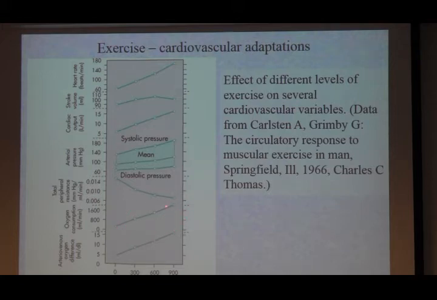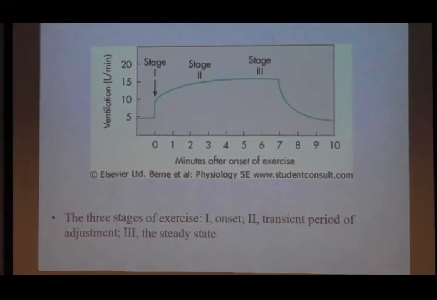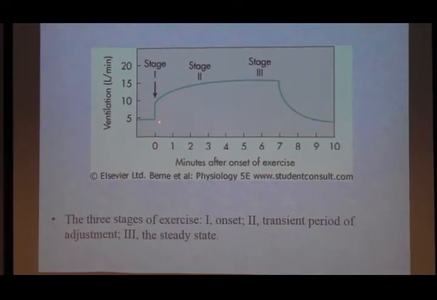Now the key thing to pay attention to, which is why I'm showing you this figure, is that obviously with exercise, oxygen consumption goes up. So in order to meet these demands, you've got to ventilate more. And indeed, ventilation goes up with exercise. And the question here is, what causes the increase in ventilation? Here we see 3 stages of ventilation changes that occur with exercise. Stage 1, stage 2, and stage 3. Stage 1 is shown right here, which occurs at the onset of exercise.